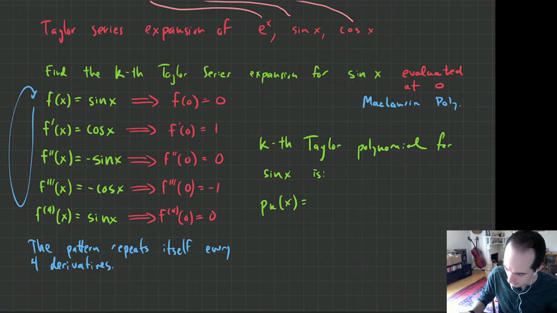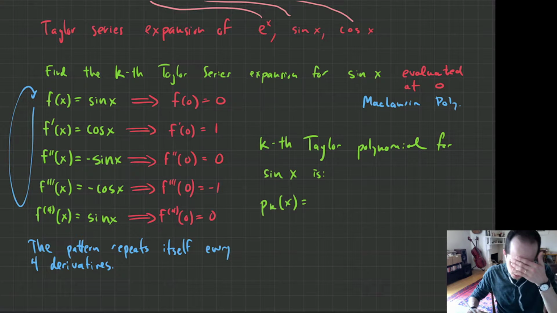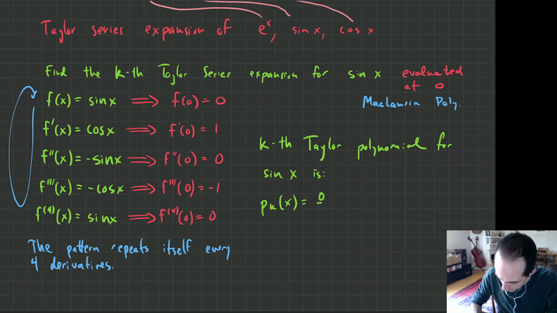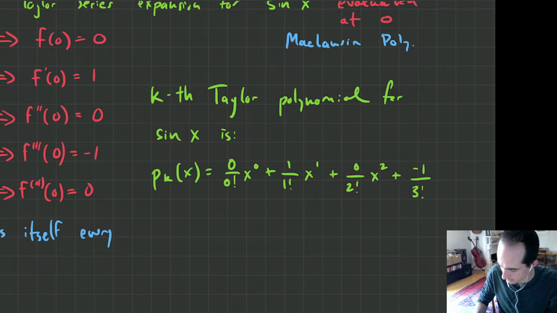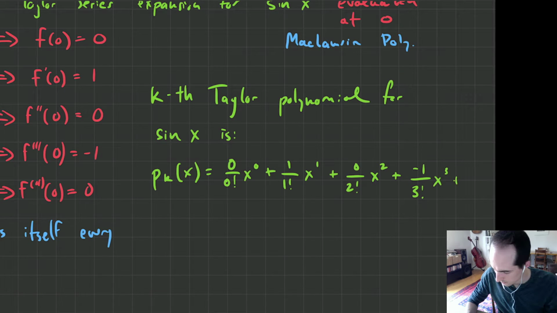Okay, so the kth Taylor polynomial for sine of x is the following. Well, we'll take this first one. It's 0 over 0 factorial times x to the 0, right? Plus 1 over 1 factorial times x to the power of 1 plus, what is it? 0 over 2 factorial times x to the power of 2 plus, what is the next one? -1 over 3 factorial x to the 3, and we can keep going.